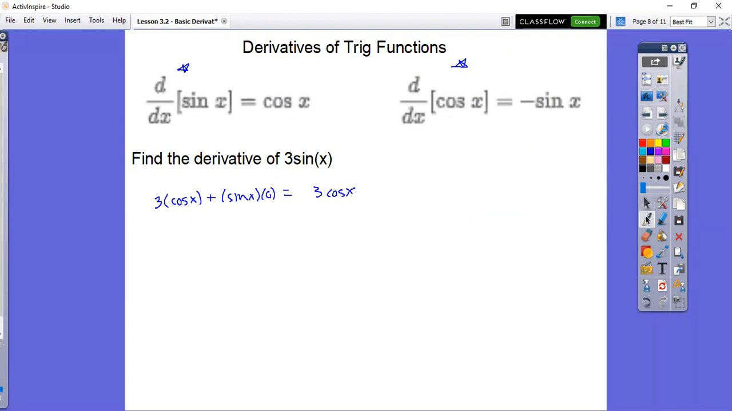When you have something like this, there's another rule called the constant multiple rule. If I'm multiplying a function, sine of x, by a constant, then I can just multiply the derivative of the function by the constant. So because the derivative of sine is cosine, I can just write that this derivative is 3 cosine of x.